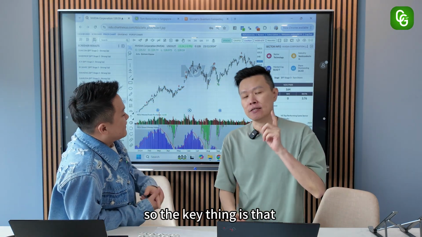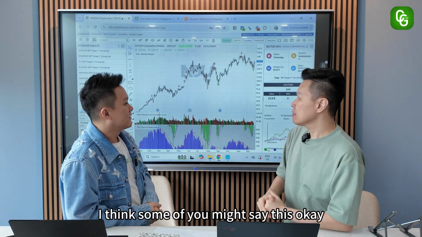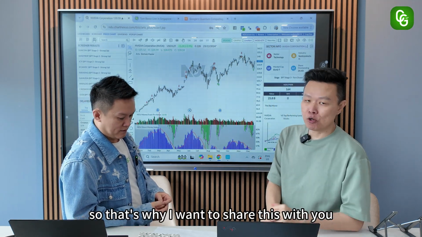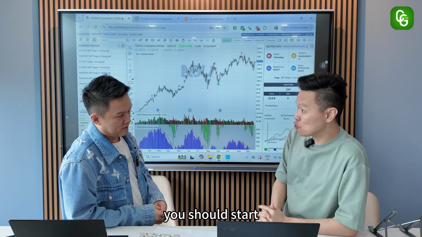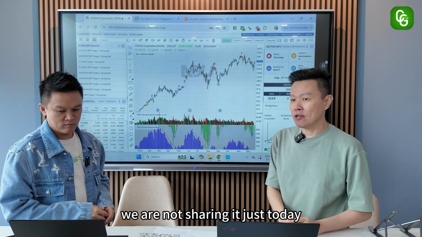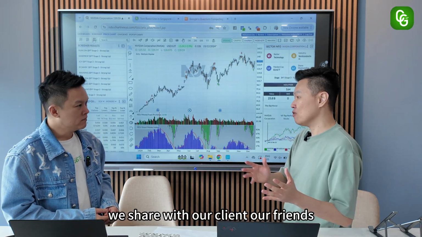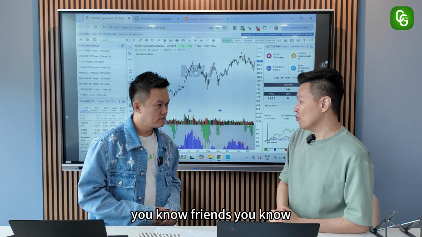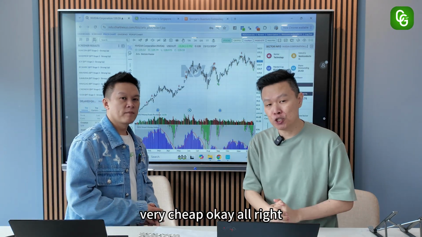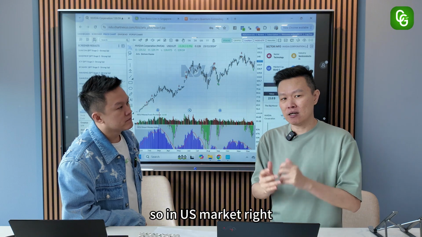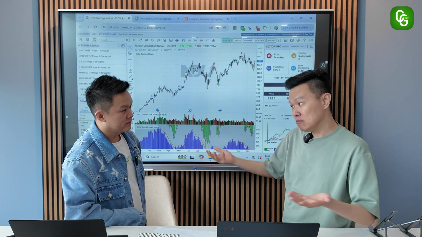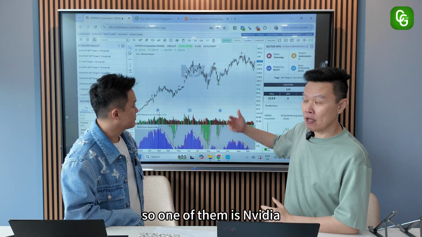The key thing is that some of you might say it already went up to 139, so what? That's why I want to share with you that you should start investing as early as possible. Nvidia, this stock, we are not sharing just today. We shared it with our clients and friends many years ago when the price was still very cheap. In the US market, generally when you buy very high quality stocks, in the long term they will go up. One of them is Nvidia.